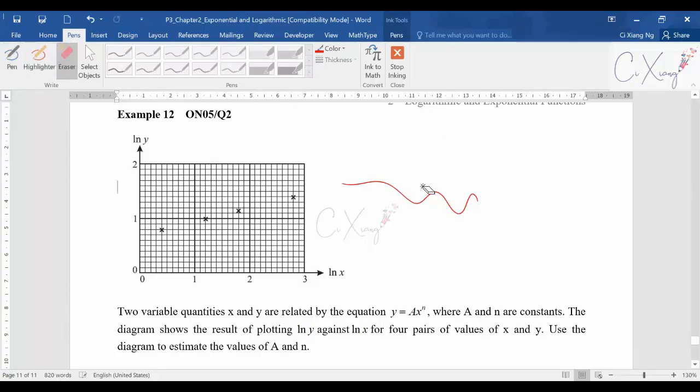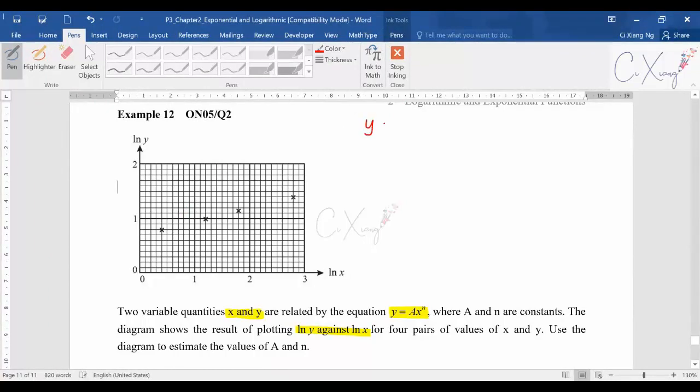All right, so this is the graph given, and from the question itself, they say there are two variable quantities, x and y, related by the equation y equals ax power n. So this is the original equation, y equals ax^n, where a and n are constants. The diagram shows the result of plotting ln y against ln x for 4 pairs of values of x and y. So they want you to use the diagram to estimate the values of a and also n. Okay, so here they give you a graph already.